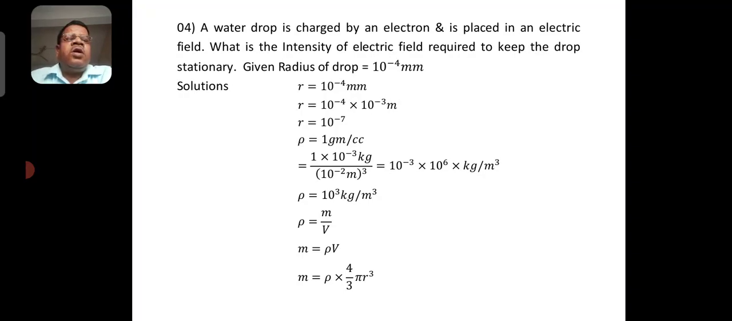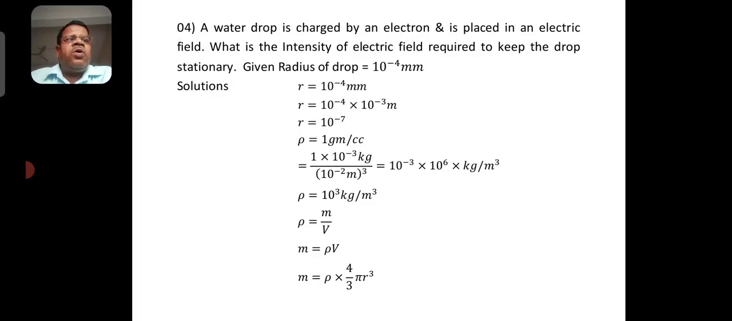Now, we have to write the density. We know the density of water is 1 gram per cc in CGS system. If we convert the CGS system into SI system, then the density of water is 10 to the power 3 kg per meter cube. Therefore, density equals mass divided by volume. Therefore, mass equals density into volume.